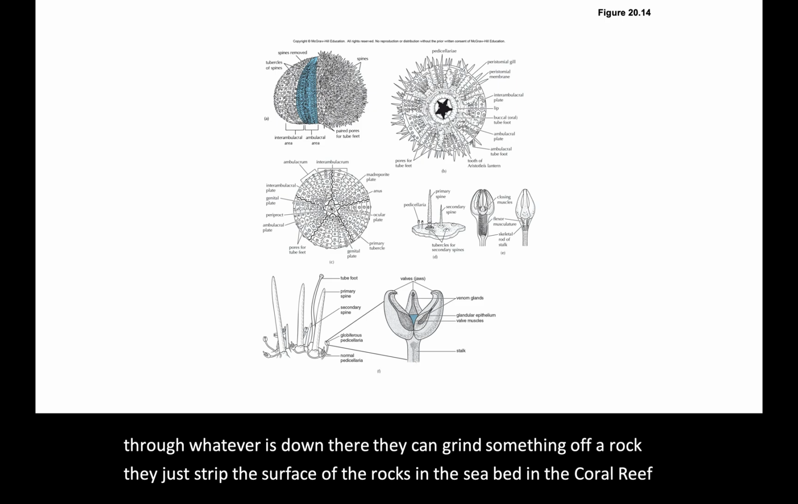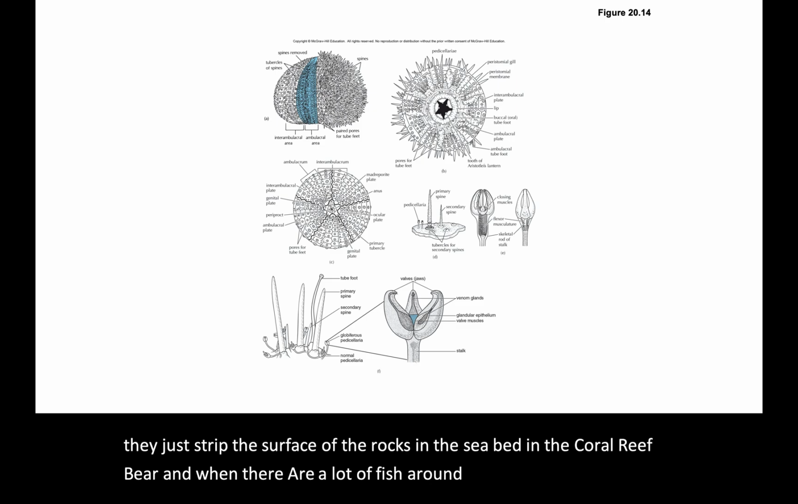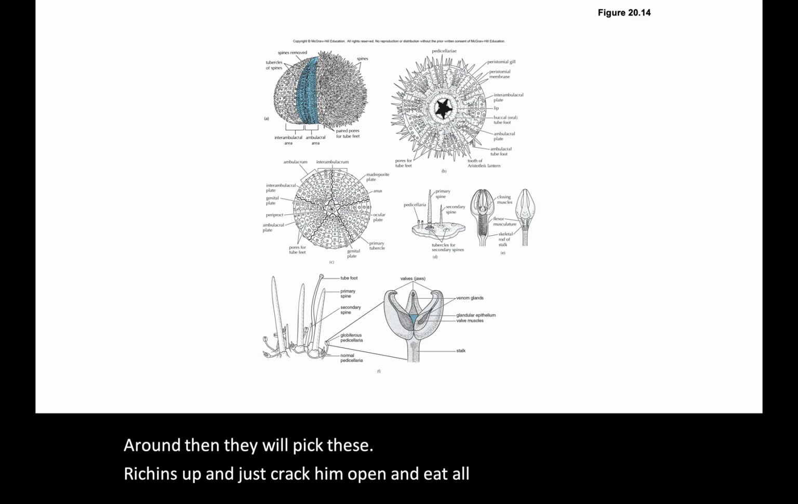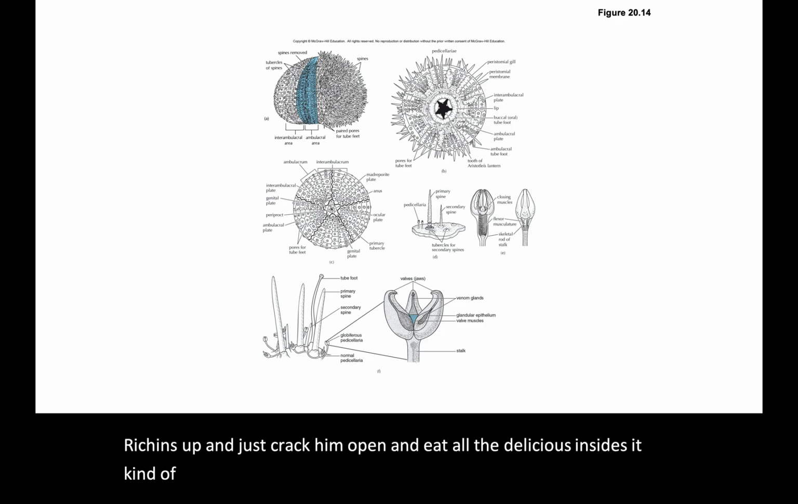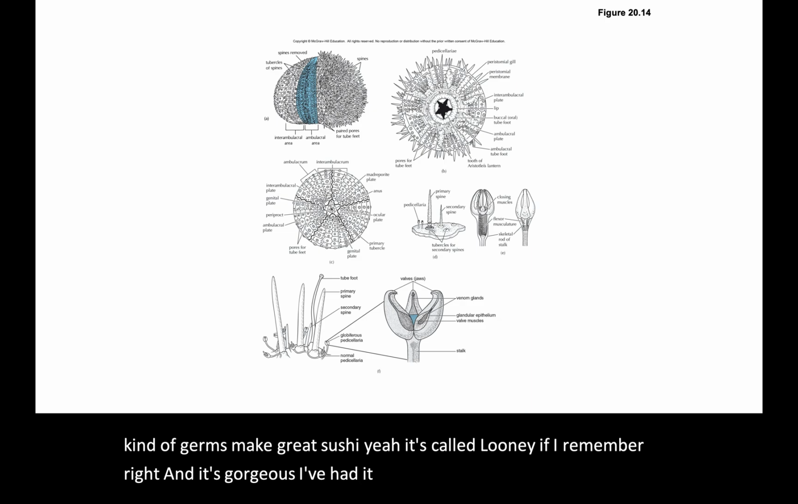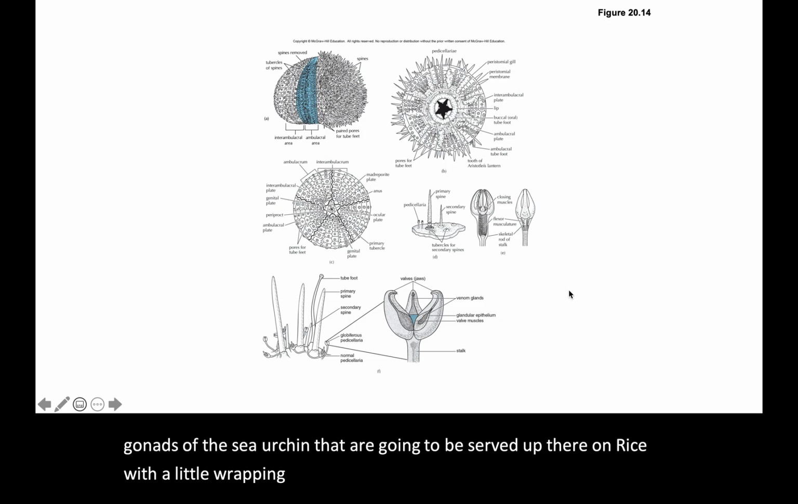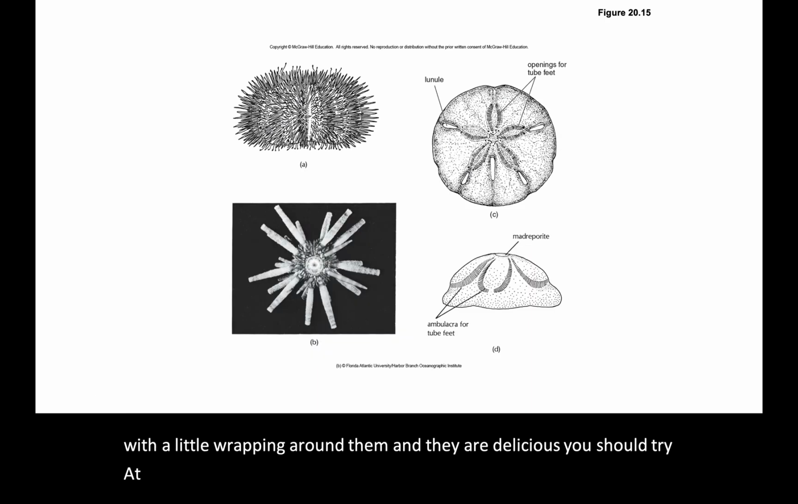And when there are a lot of fish around or things like otters around, then they will pick these sea urchins up and just crack them open and eat all the delicious insides. Echinoderms make great sushi. It's called uni, if I remember right. And it's gorgeous. Yeah, I've had it several times. But that's going to be the gonads of the sea urchin that are served up there on rice with a little wrapping around them. And they're delicious. You should try it at least once.